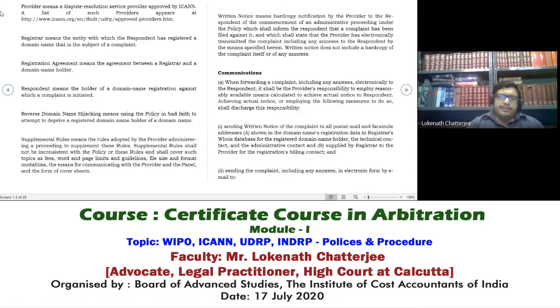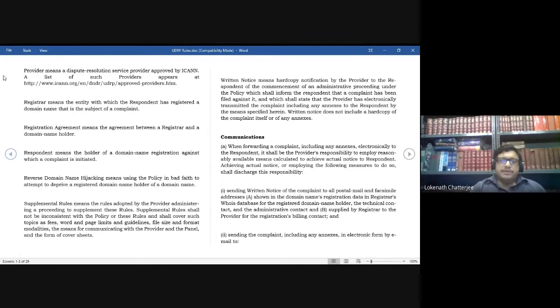Deprive a registered domain name holder of a domain name. Supplemental rules are the rules of the provider. Provider, if you see, is right at the top of this page on the left hand side. This would be your dispute resolution service provider, which could be the agency where, say, WIPO Arbitration Mediation Center, other providers who provide these services, arbitration and all. I mean, these dispute resolution services.